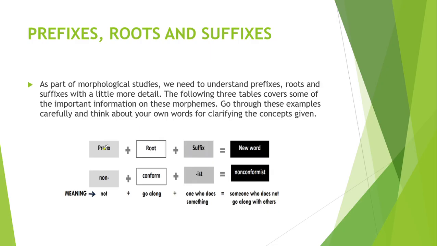Okay, so you can say prefix plus root plus suffix form a new word. Non, conform, ist form nonconformist. This is an example of a new word we had created. It means not going along; one who does something, someone who does not go along with others, is a nonconformist. Okay, so we get a new word, nonconformist.